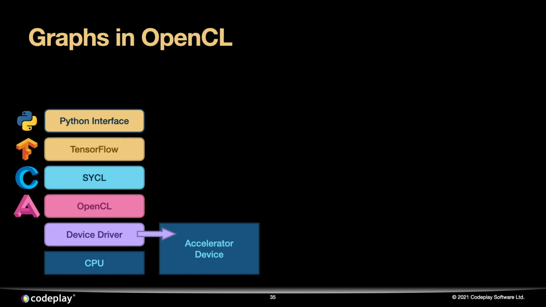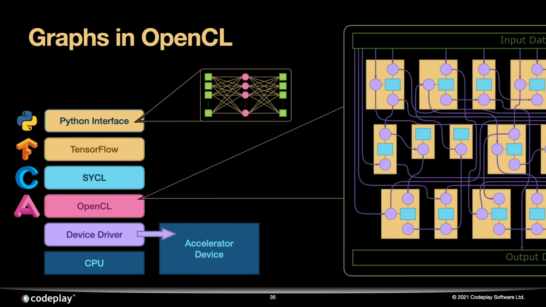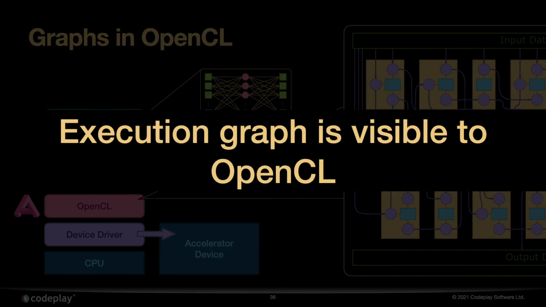So remember, the question we're asking is, what do graphs look like as far as OpenCL is concerned? And what I've done is I've taken this neural network and I've plugged it into the Python interface. And what we can see is that on the OpenCL level, this is the graph that OpenCL knows about. So this really is the key takeaway from this talk. If there's one thing you remember, please remember this, that on the OpenCL level of the API stack, an execution graph is visible.